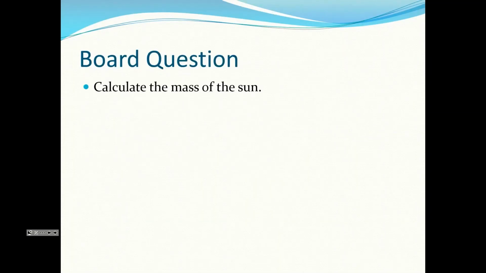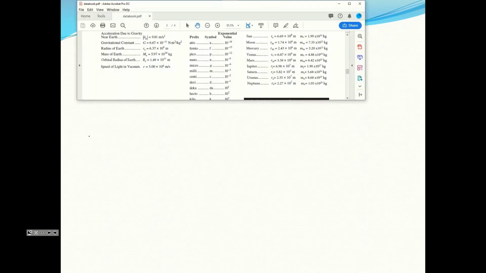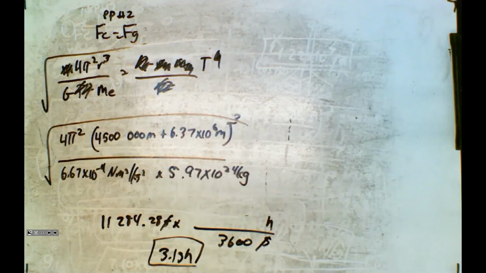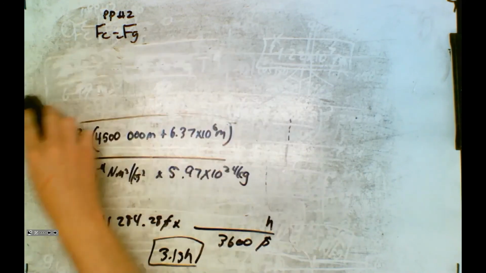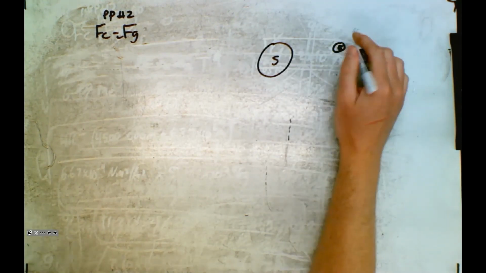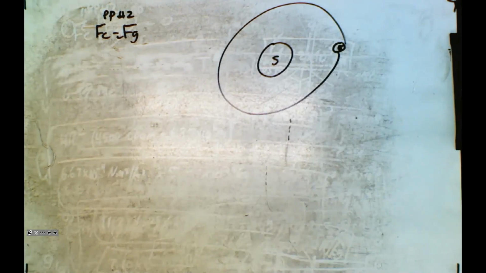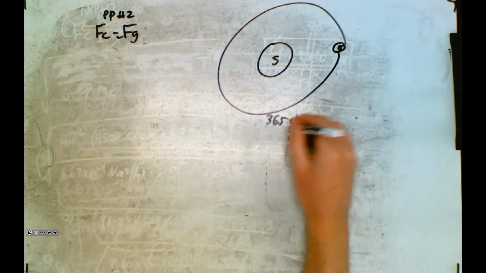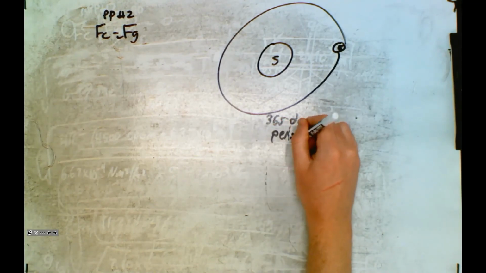So board question, final board question of the year, calculate the mass of the sun. That's all that's given. So remember, we know the mass of the sun here, so we can't just look there, but we're going to try to calculate it and see if we get close to that answer. So how do we calculate the mass of the sun? Well, we have the sun, and we know that the Earth orbits the sun like that. How long does it take? 365 days. So 365 days is our period, right?